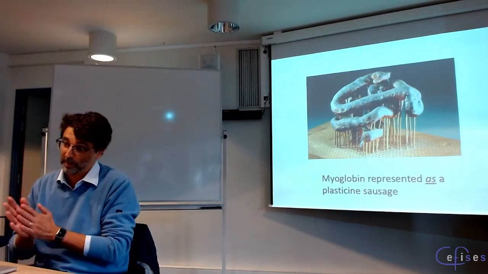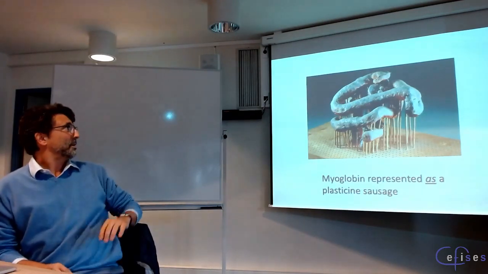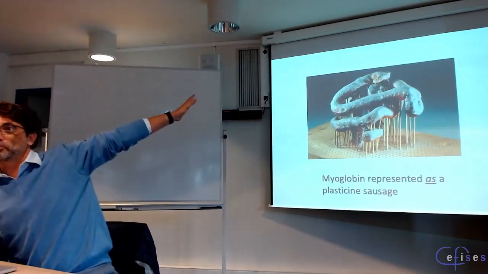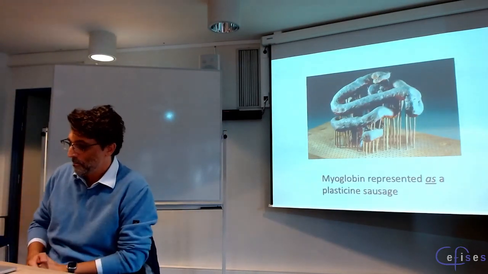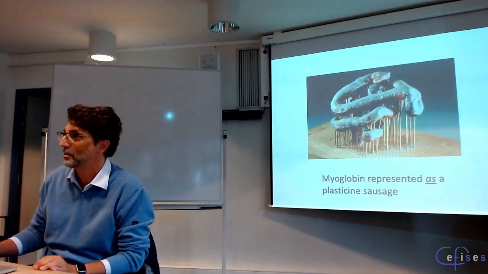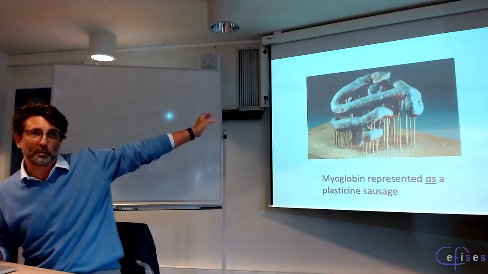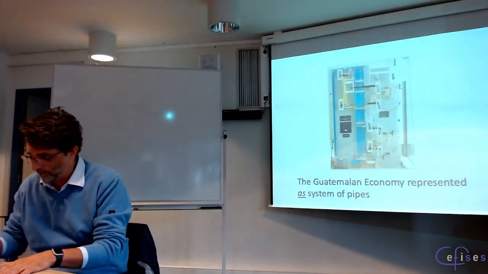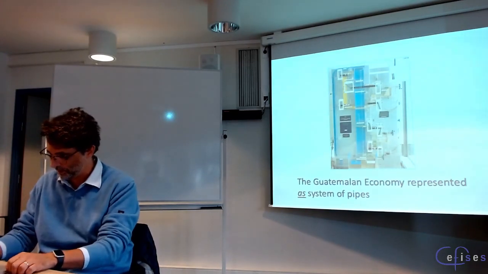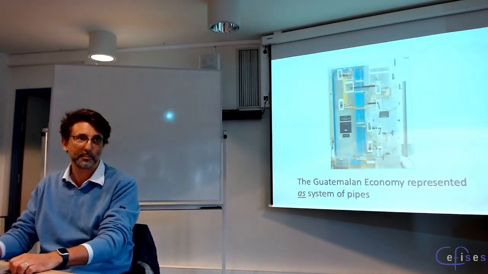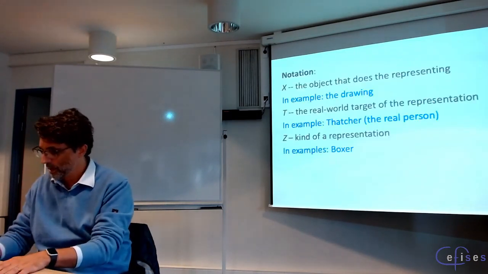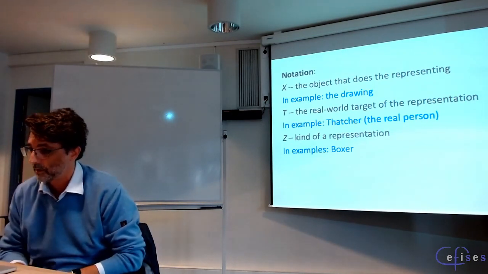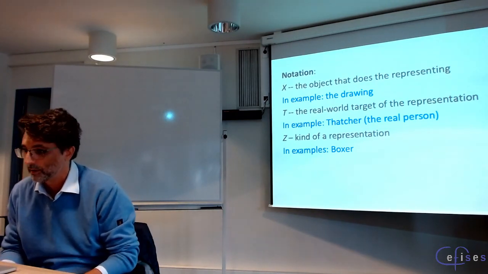But I'm obviously interested in scientific models at the end of the day. So here is one. Now you may think that this is my feeble attempt at making props for a horror movie, but no. This is the stuff of Nobel Prizes. So that's myoglobin represented as a plasticine sausage, and research on that model won Kendrew the Nobel Prize in 1963 for myoglobin structure. And this is the one I've already shown you. So this is, say, the Guatemalan economy represented as a system of pipes. And I'll come back to that, as I said. So here's a bit of notation. In what follows, I'll use X as the variable denoting the object that does the representing.